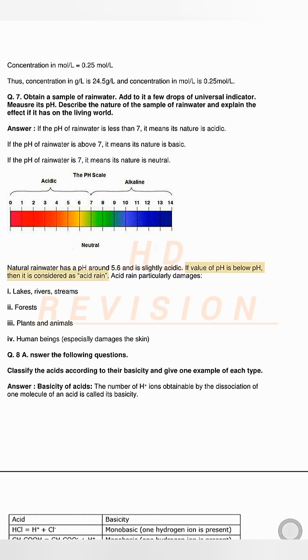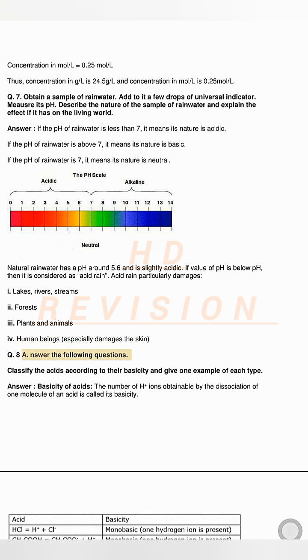If the value of pH is below 5.6, then it is considered as acid rain. Acid rain particularly damages: I. Lakes, rivers, streams. II. Forests. III. Plants and animals. IV. Human beings, especially damages the skin.